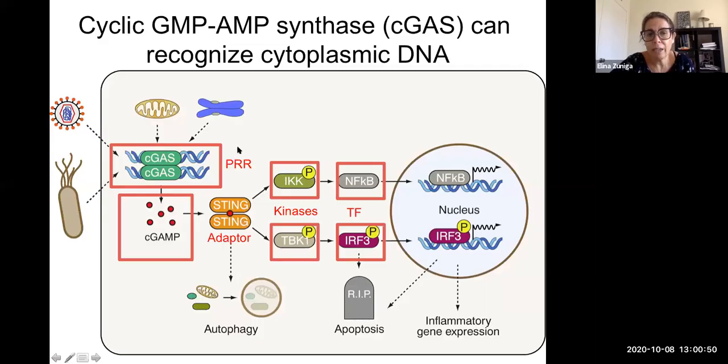And so, like always, the PAMP, in this case the cytoplasmic DNA derived from a virus or a bacteria, will be recognized by a pattern recognition receptor, in this case the cGAS enzyme, and via an adapter will lead to a signal, in most cases a signal via kinases, and the activation of transcription factors that will lead to the production of inflammatory cytokines and interferons. Okay.